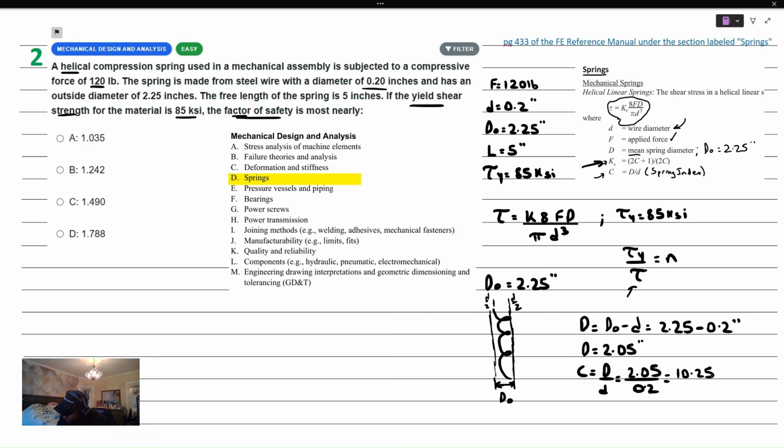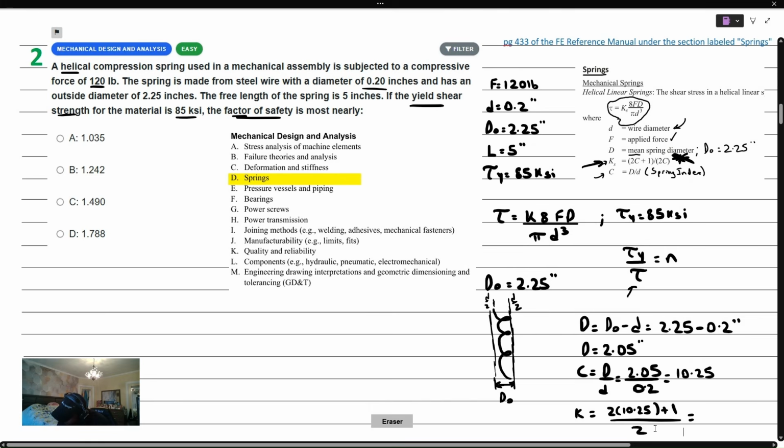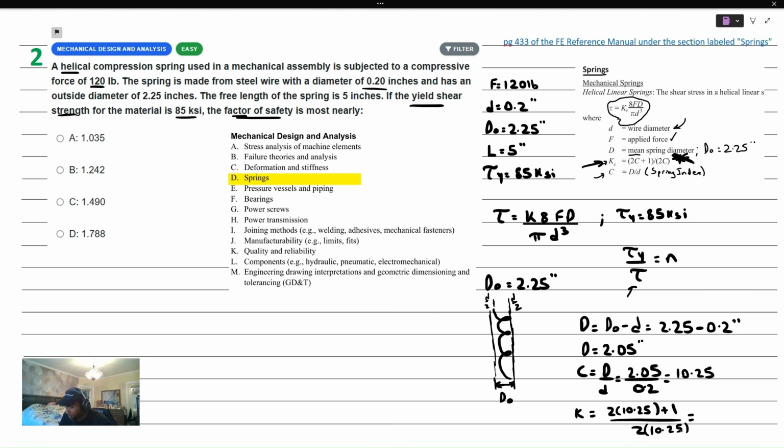Now let's go ahead and calculate what K is going to be. K is going to be 2 times 10.25 plus 1 divided by 2C. I'm using this equation that I'm starring right here, and C was 10.25 here. I'll go ahead and plug this in. 1.0488. If I round it, that's a dimensionless term there.